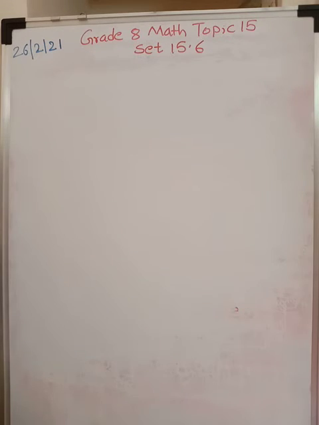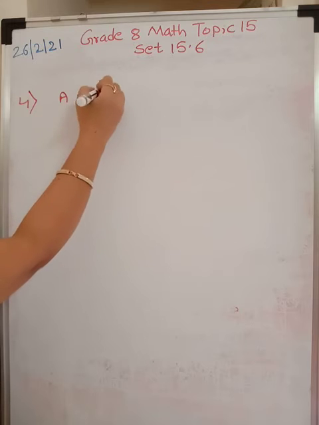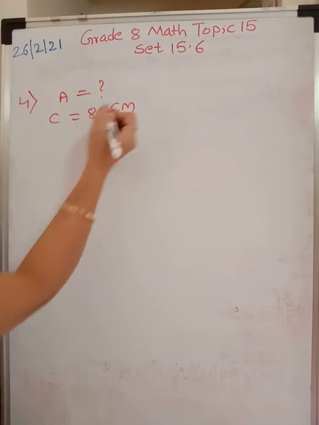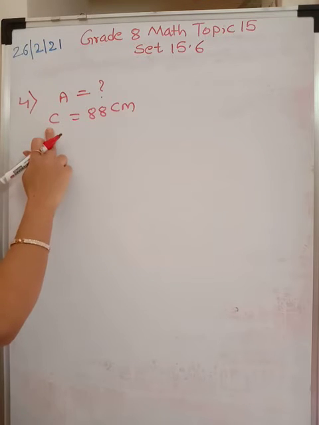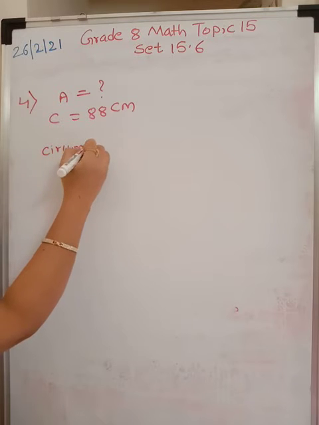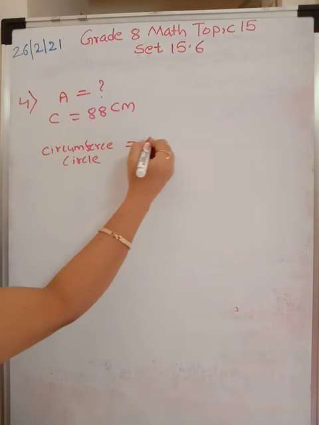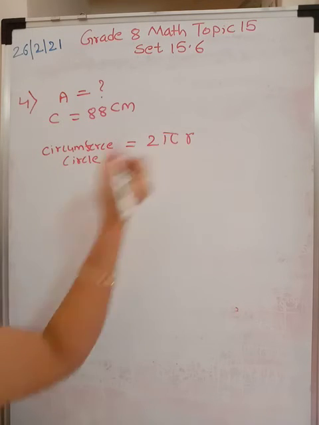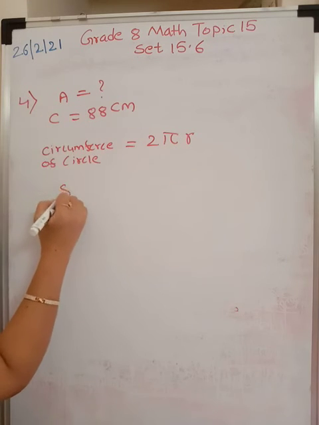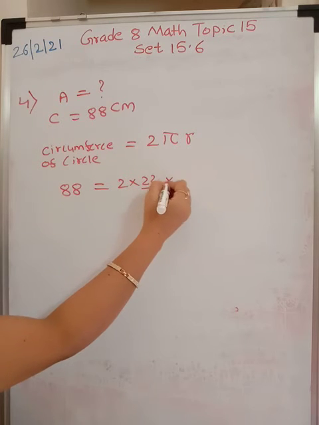Question number 4, I am doing from 15.6. Area of circle is question mark and circumference given is 88 centimeters. Now what is the circumference of a circle? It is 2 pi r, we have seen. So circumference of circle is equal to 2 pi r. Substitute: circumference of circle is given as 88, which is equal to 2 into 22 upon 7 into r.